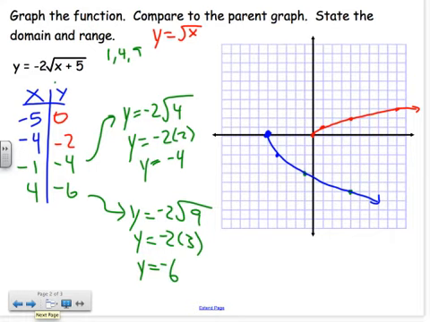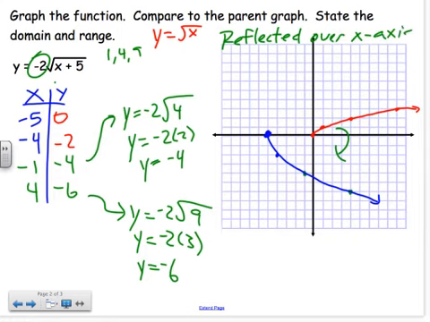So let's state our domain. Well, let's compare right away. Well, first of all, what do you think this negative right here is going to do to it? Right? It flipped it over the x-axis, didn't it? Just like our quadratic. So compare it. It got reflected over the x-axis. What else happened here? What's inside of here? This +5 inside of there? Didn't it move our starting point 5 places to the left? So it translated or moved 5 units left.